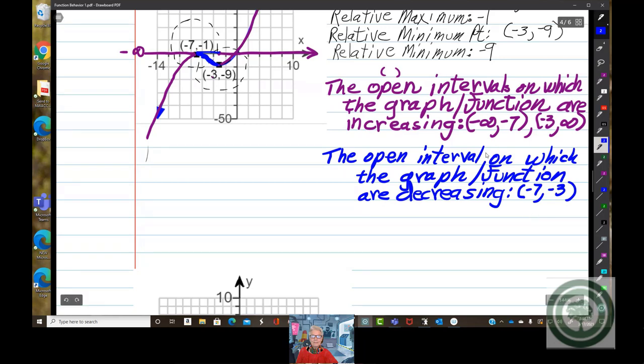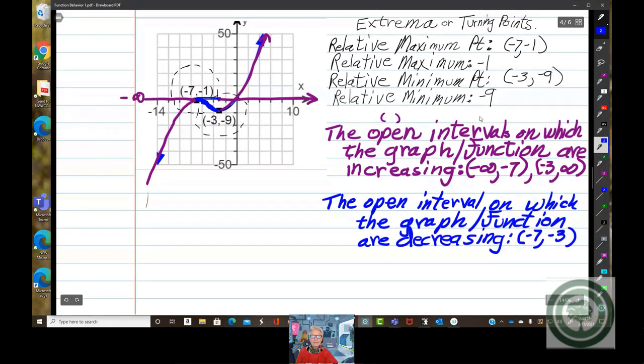Now you stop me if you have questions. So we've got relative maximum points and relative minimum points, and relative maxima, that's plural, relative maximum here, there's only one. That's the y coordinate, the relative minimum is the y coordinate of the point. And then open intervals mean you use parentheses and not brackets. Okay.